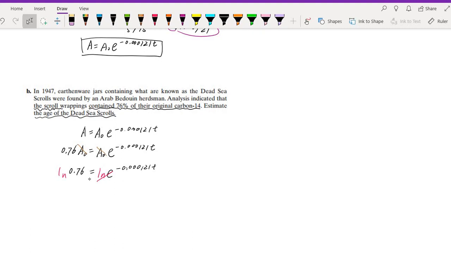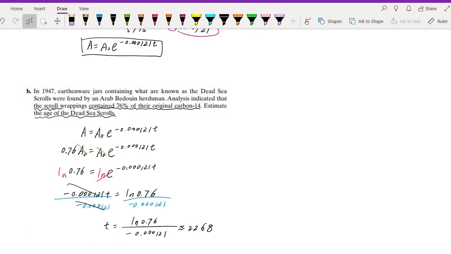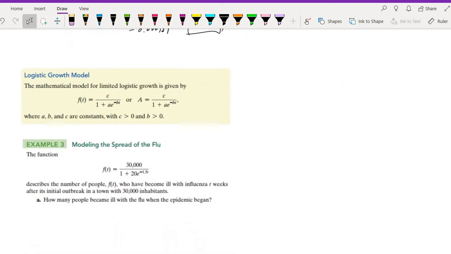Again, the process is exactly the same, so I just did this really quick. Once we take a natural log, the rest of the stuff is just simple math. You take a natural log, and then you have a log and an e. Natural log and e, they're going to cancel out, and then you're going to have this whole thing. You divide by negative 0.000121 on both sides, and then you plug this into your calculator. You get your t is 2,268 years. That is your final answer. Alright, let's move on to the next type of question.